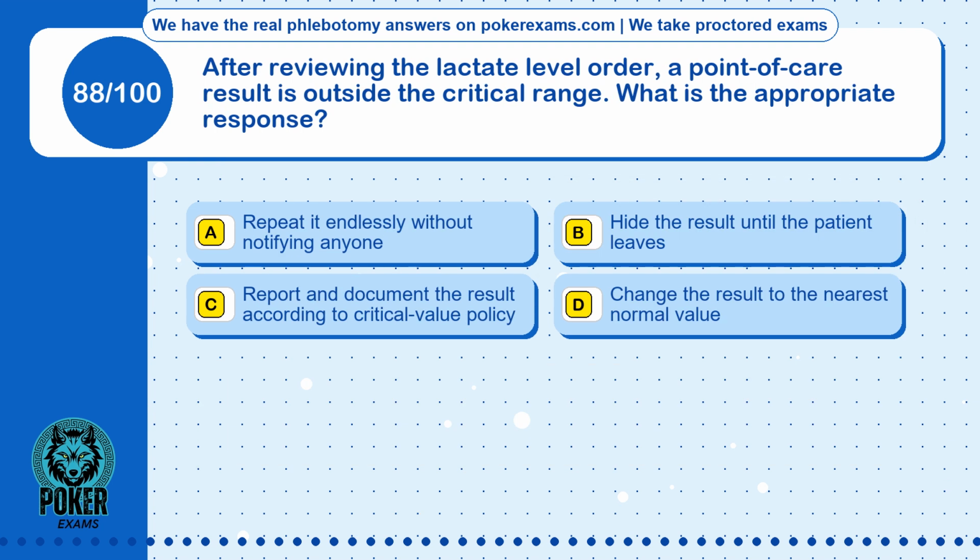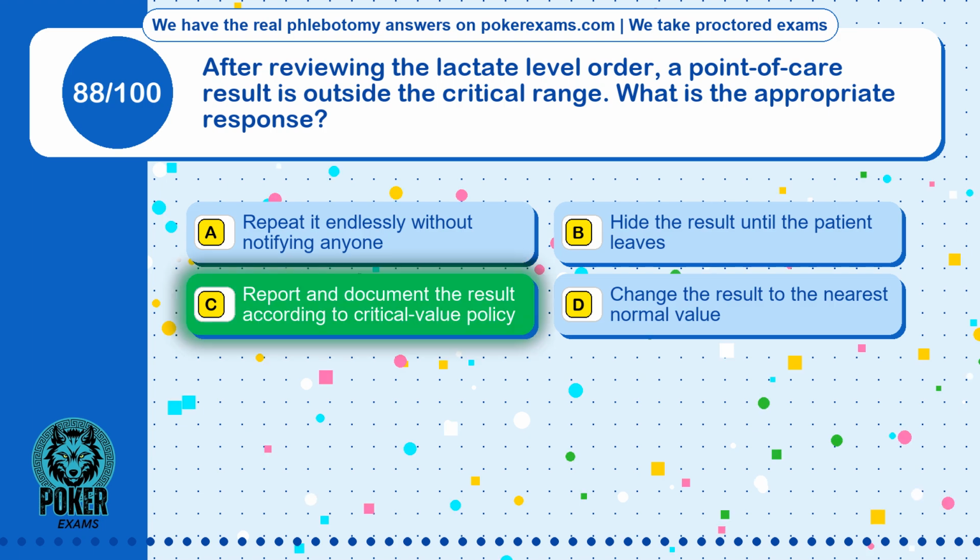Question 88. After reviewing the lactate level order, a point-of-care result is outside the critical range. What is the appropriate response? Option A. Repeat it endlessly without notifying anyone. Option B. Hide the result until the patient leaves. Option C. Report and document the result according to critical value policy. Option D. Change the result to the nearest normal value.